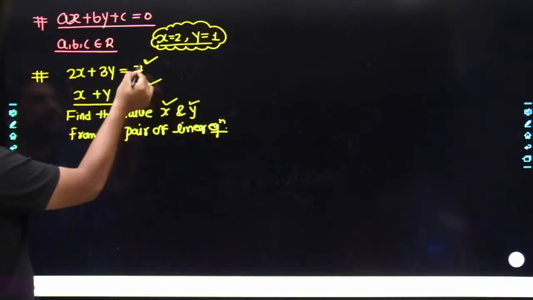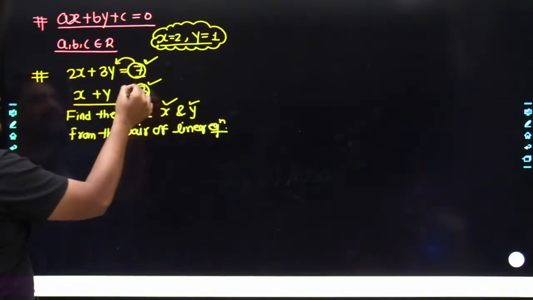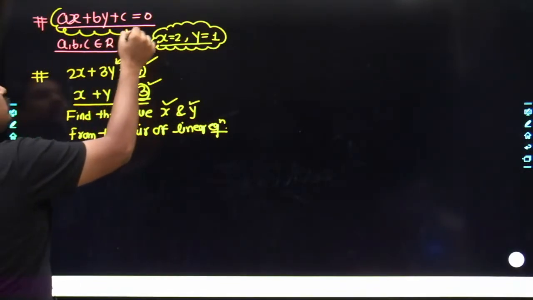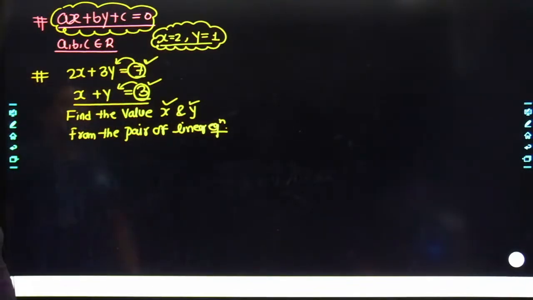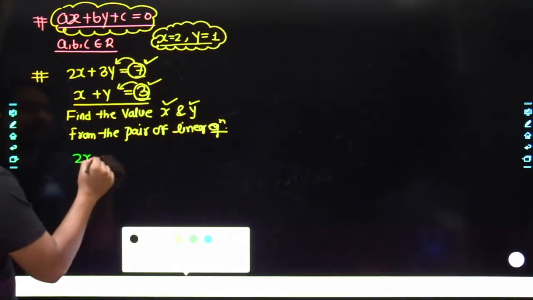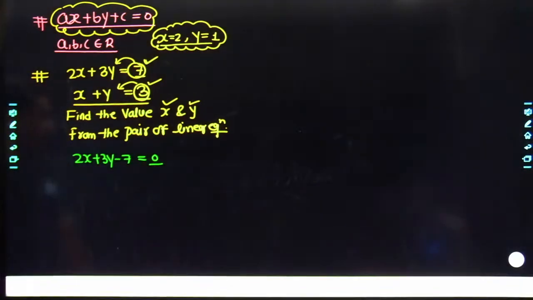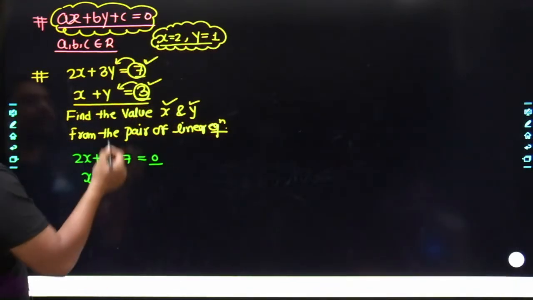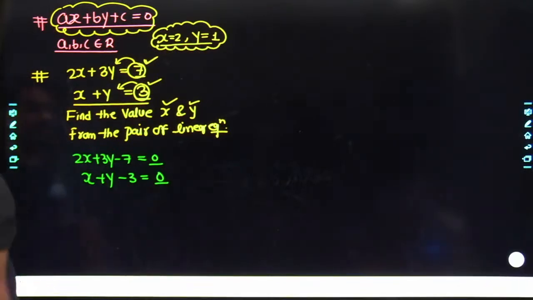First, bring this constant towards the left hand side and convert it to this form. That means the first equation, earlier 2x + 3y = 7, has now changed to 2x + 3y - 7 = 0. Similarly, in the second equation, x + y remains the same. The 3 would get swapped towards the left hand side, making it x + y - 3 = 0.